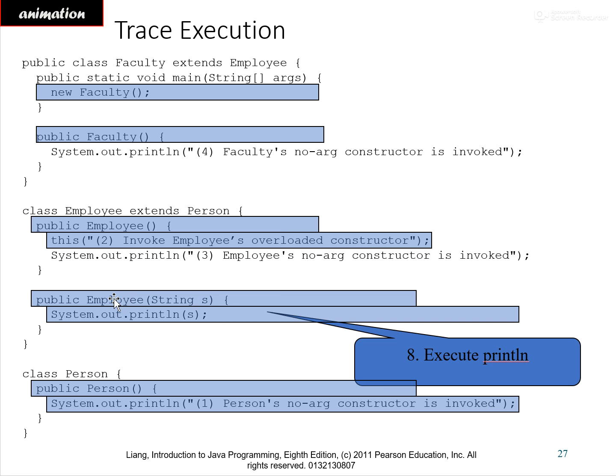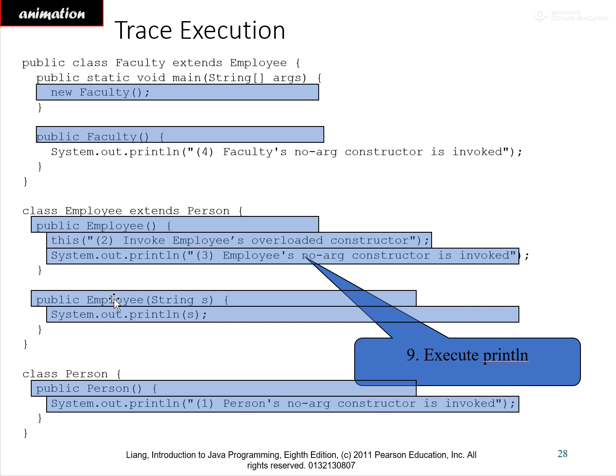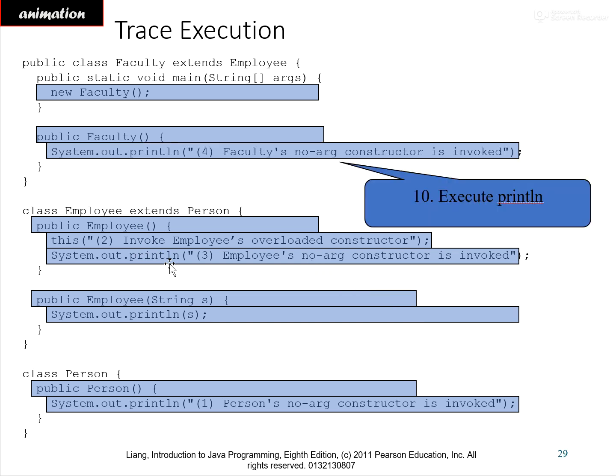And when we're done over here, we return to the no-arg constructor of employee, which prints out this third line. Employee's no-arg constructor is invoked. And when we're done with employee's no-arg constructor, no more lines left, we finally have to jump back to faculty's constructor, which is the constructor that was first invoked in the first place.